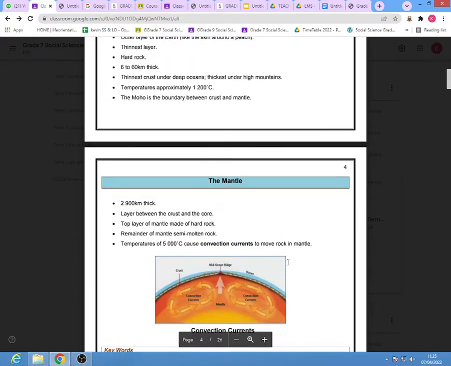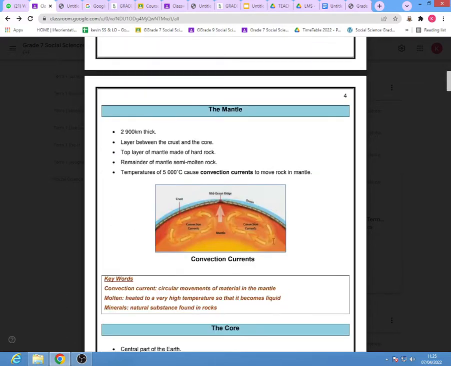Now let's dive into the mantle. So if you're moving from the crust going into the mantle, the mantle is about 2,900 kilometers thick, right? The layer between the crust and the core, we said, is called the mantle. The top layer of the mantle is made out of hard rock, and then the remainder of the mantle is semi-molten rock. So it's basically in a liquid state. The temperature is about 5,000 degrees Celsius, and that causes convectional currents to move the rock in the mantle.